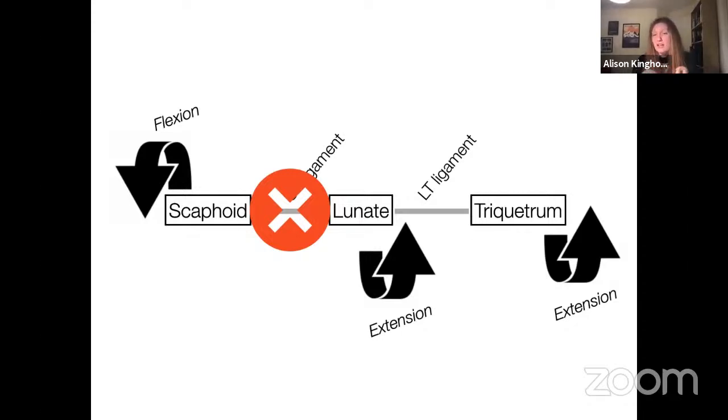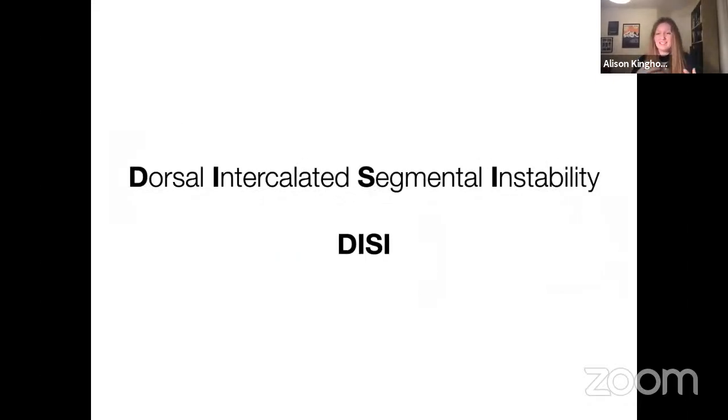So the lunate and the triquetrum, as they extend, so they go dorsally, this system is now unstable, and therefore that's why we call it a dorsal intercalated segmental instability, which is commonly abbreviated to a DISI wrist or a DISI deformity, which you may hear talked about. Now, given I've gone on and on about how incredibly complex and finely tuned the carpal mechanism is, do we think that uncoupling part of it and making it unstable and having bones falling into all sorts of odd positions will have an effect on the wrist?